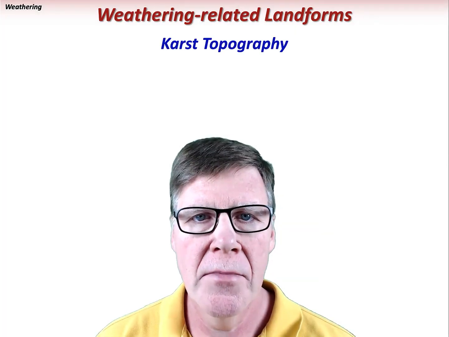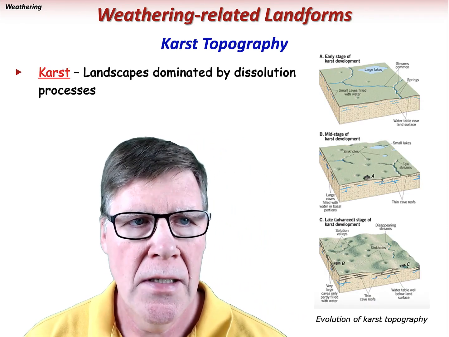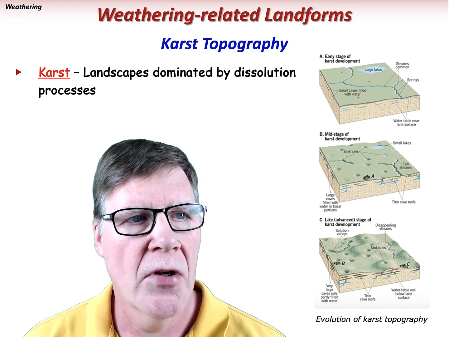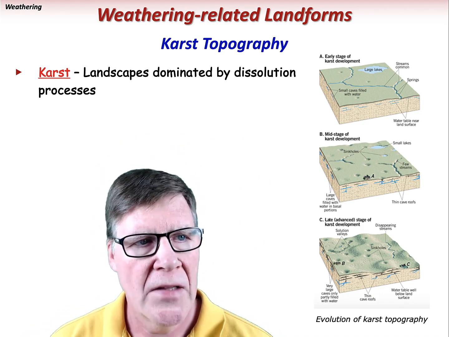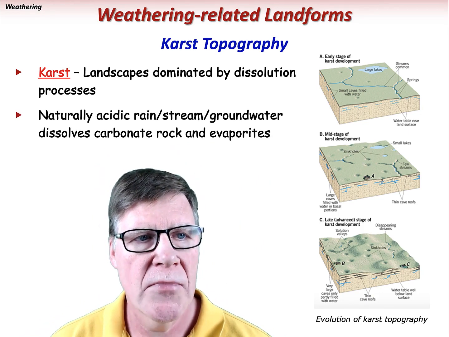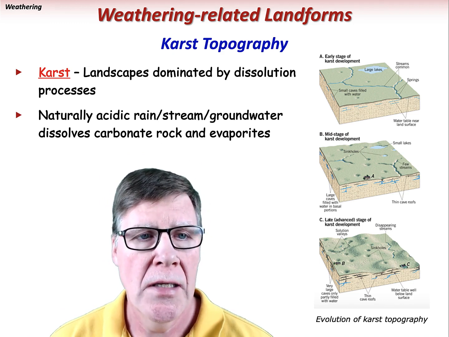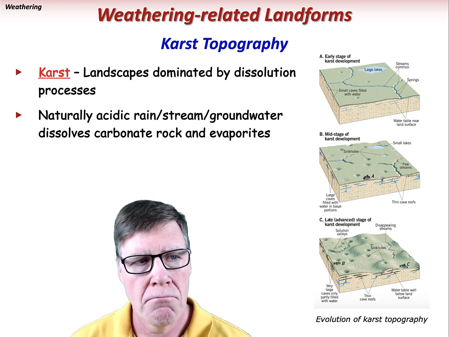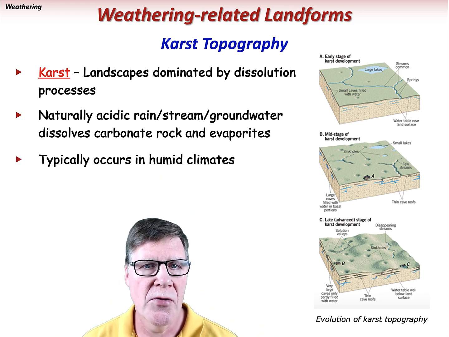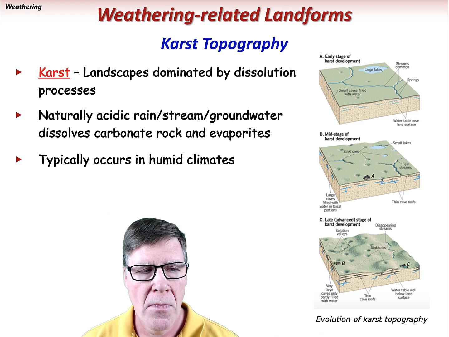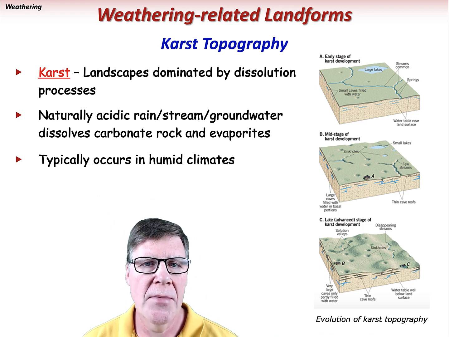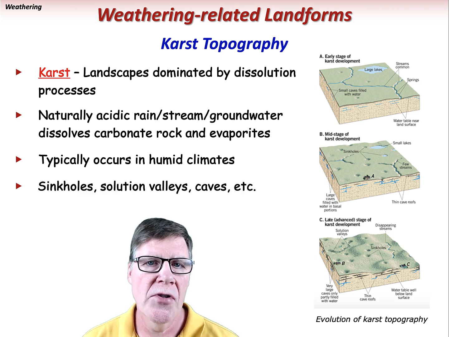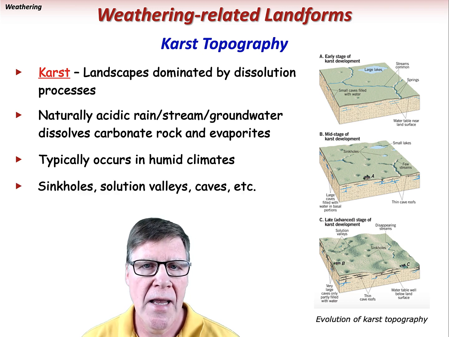Karst topography, or karst for short, is a landscape dominated by dissolution processes and their resulting features. Naturally acidic rainwater, stream water, and/or groundwater dissolve soluble rocks like carbonate rock and evaporites. This typically occurs in regions with humid climate. Different stages of landscape development can be recognized, commonly including sinkholes and solution valleys, and of course, caves and caverns beneath the surface.